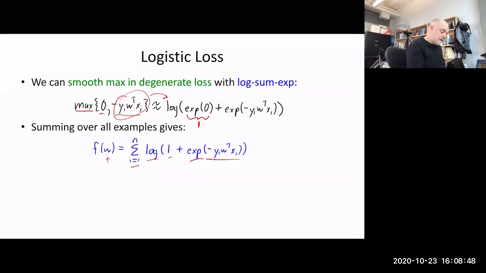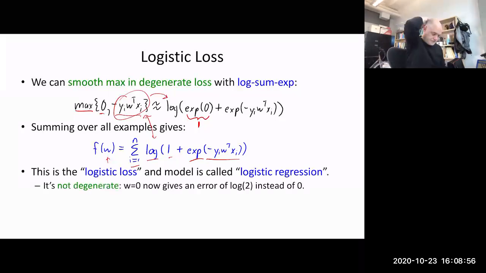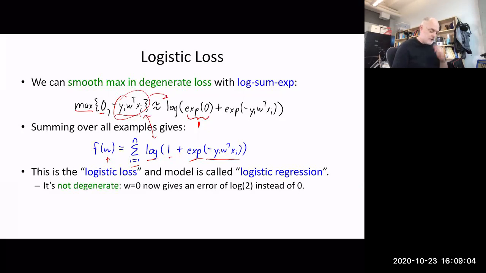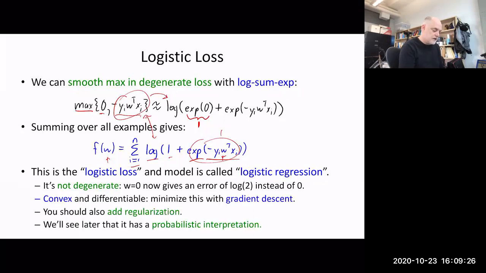And you can think of this as basically just a smooth approximation to this hinge loss. This loss function is called a logistic loss function, and the model that this corresponds to is called a logistic regression model. It's worth highlighting that it's not degenerate. If you plug in 0, this term turns to 1, and you get log of 2 instead of 0, so you can actually minimize this thing and not get a trivial solution.